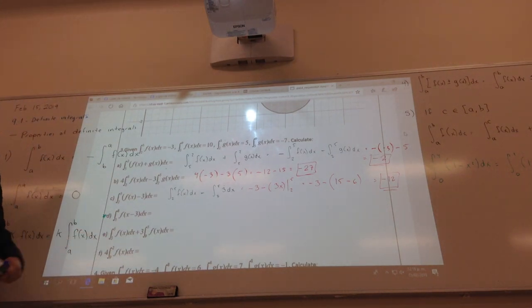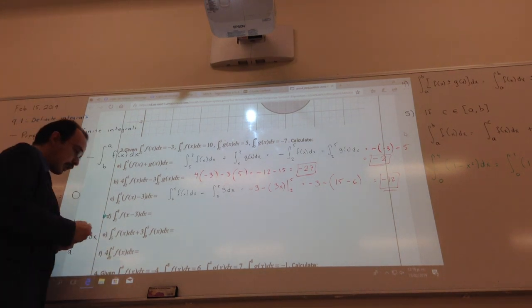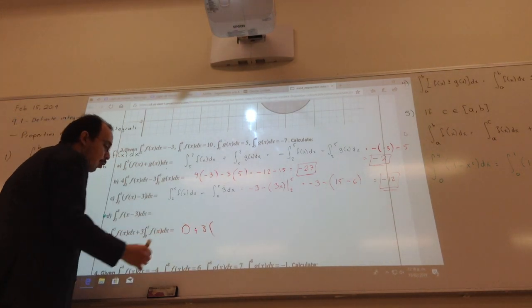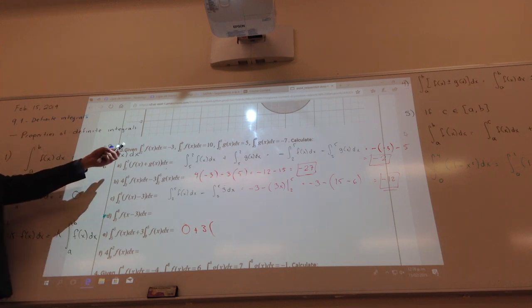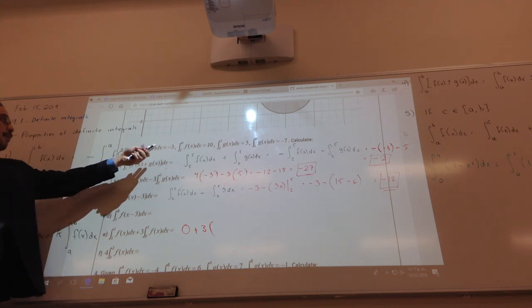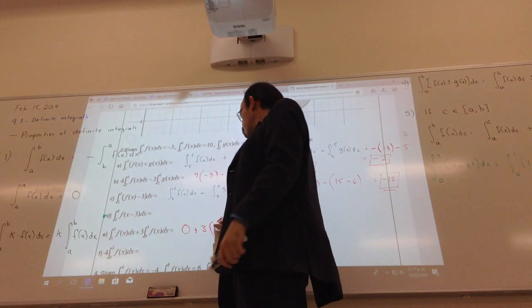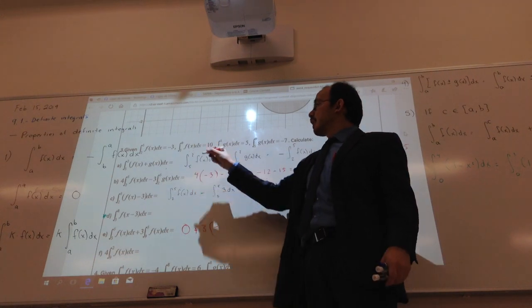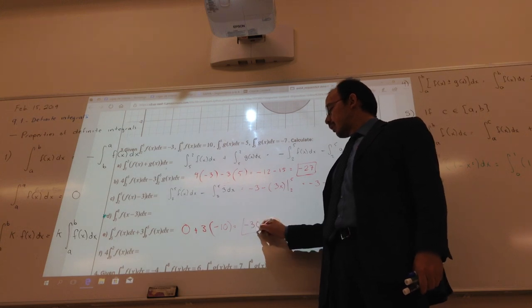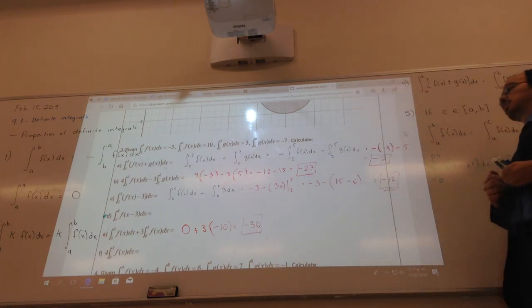Let's go from here to D. It says integral from 5 to 5 of f of x dx plus 3 times the integral from 9 to 5 of f of x dx. So the first one is going to be 0 because of property number 2, plus 3 times what? The integral from 9 to 5. Do I have an integral from 9 to 5? No, but I have an integral from 5 to 9. So I just need to apply this property to change the sign to minus the integral of this one, which is 10. So it's going to be equal to minus 30. Okay?